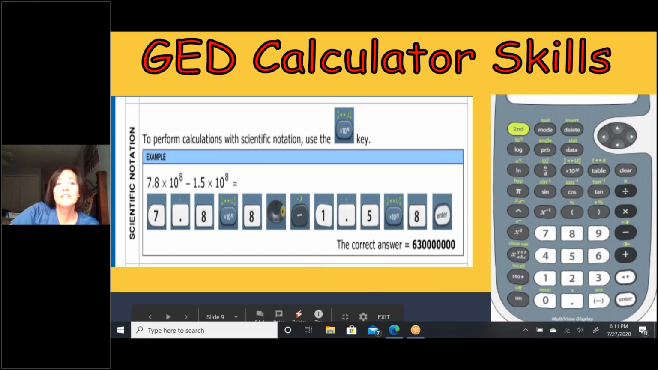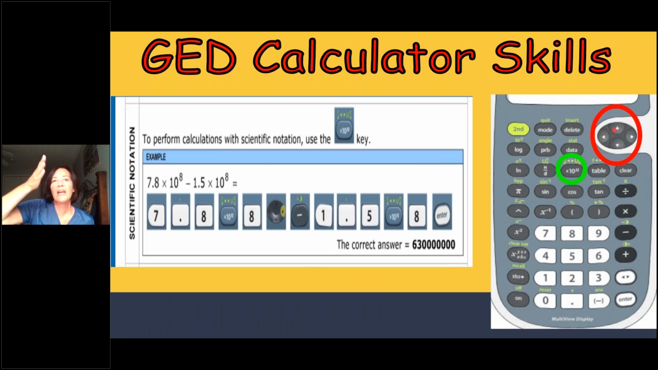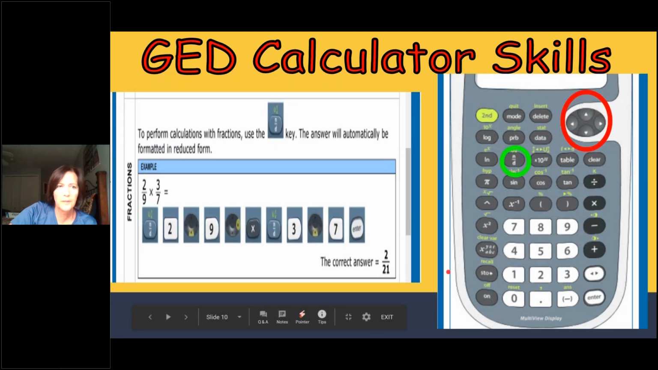What is the scientific notation? There's buttons for that. It's right there. I've circled it on the calculator. Oh, when you're using scientific notation or fractions, you're going to have to use these buttons that I've circled in red to advance your screen. So we'll see that in action in a little bit.